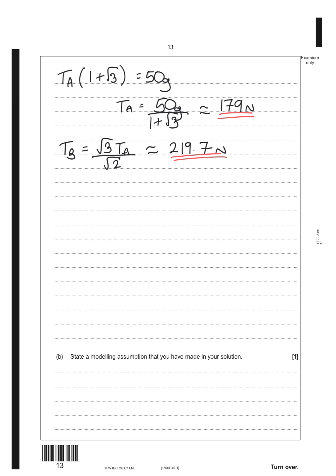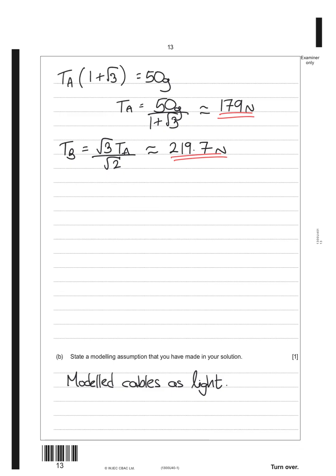Part B, state a modelling assumption you've made in your solution. So you're going to need to go back and read the question again to see which assumptions we made. The one that we're not allowed to use is the fact that the traffic light is modelled as a particle, because that's given to us in the question. So what we did assume is we modelled the cables as being light, and that had the effect that the tension was equal throughout each of the individual strings.